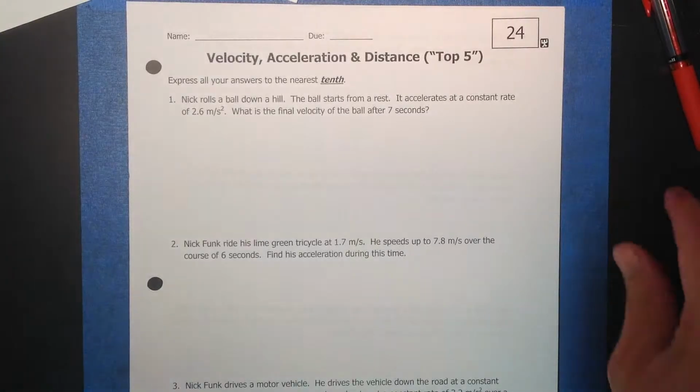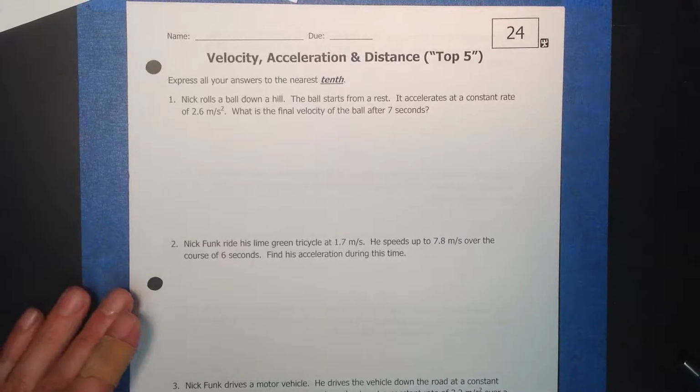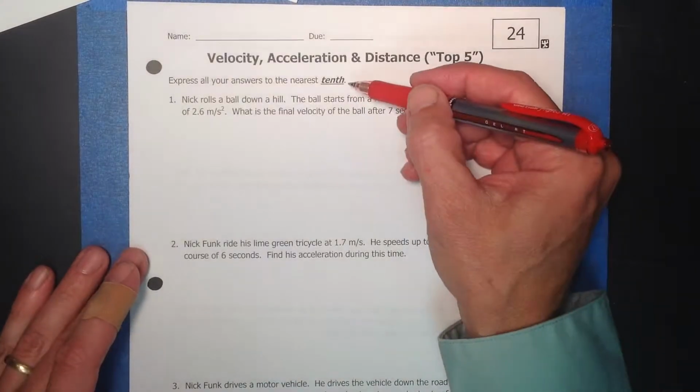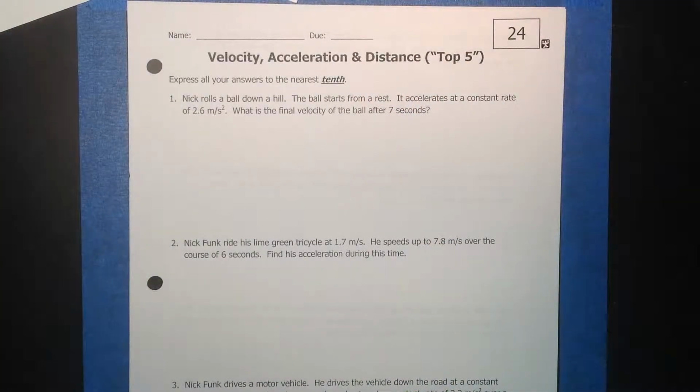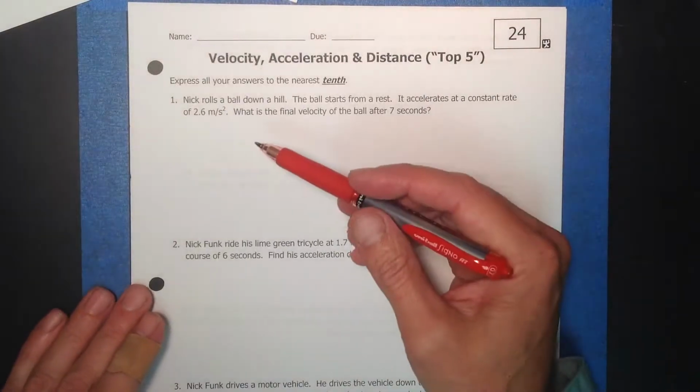Homework 24. You need a reference table and a calculator for this. Let's do the first one. All answers to the nearest tenth. I just put that on there, so express all answers to the nearest tenth.